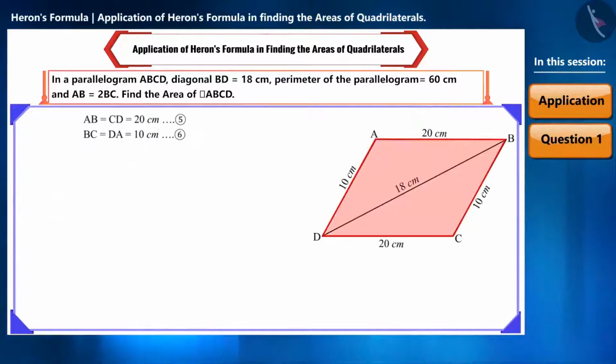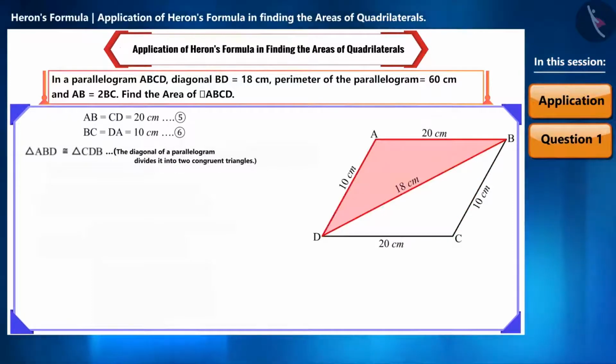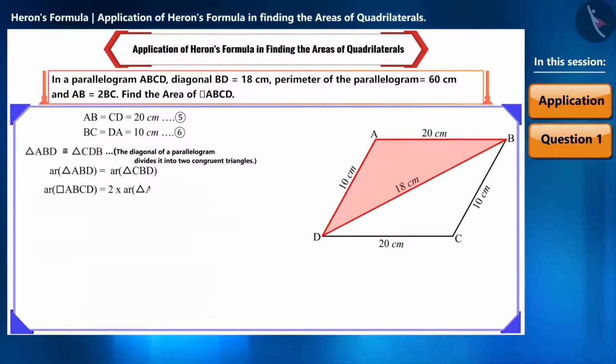Now, we will find the area of this parallelogram. Since we are not given any information about its height, we cannot use the formula base multiplied by height. But we know that the diagonal of a parallelogram divides it into two congruent triangles. This means their areas will be equal. If we get the area of any one of these triangles, then we can double it to find the area of the parallelogram. So let's find the area of triangle ABD using Heron's formula.